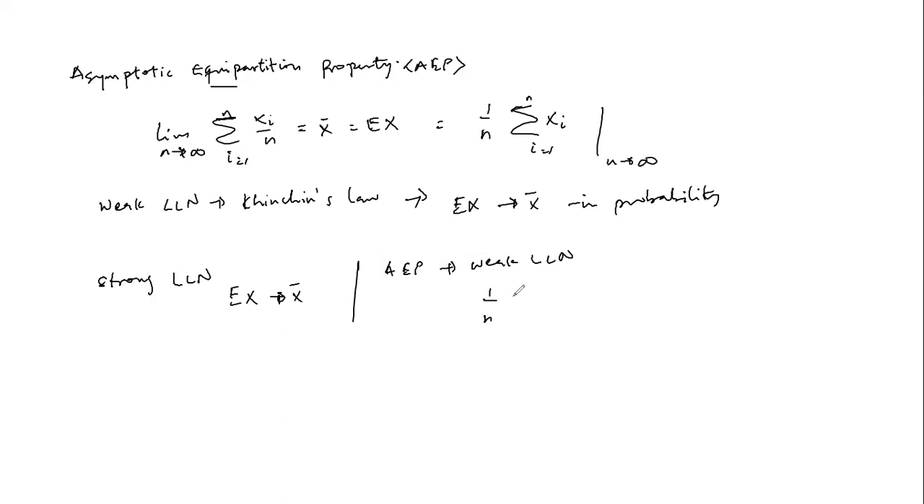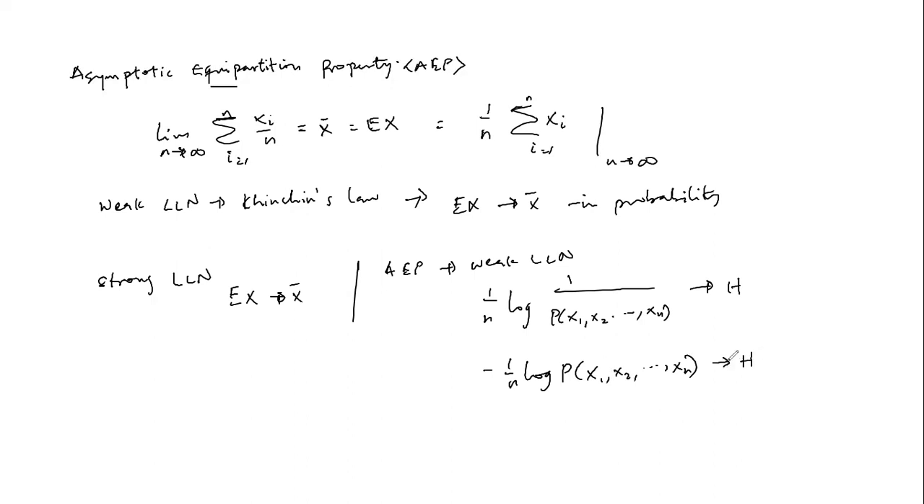such that the average value of 1 over n times the log of 1 over the probability distribution approximates the entropy. This can also be written as negative 1 over n log of the joint probability distribution is the same as the entropy, where S1, S2, all the way to Sn are independent and identically distributed random variables, such that the probability of observing the sequence S1, S2, to Sn is the same as the joint probability distribution.